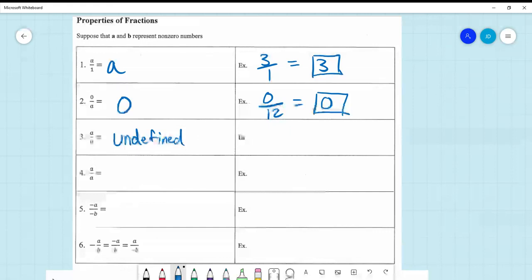So anytime we're working on a math problem and we have some number over 0, then we have a problem. We can't continue with that. There's going to be some kind of error in our calculations, or if we want to get technical, we want to say that it's an undefined value. We can't divide by 0.